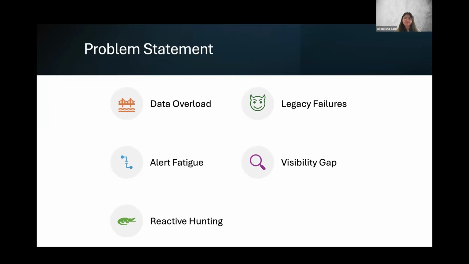We lack real-time visibility into the behavioral anomalies. By the time we react, the attacker has often been inside the network for weeks. So we need to close this gap. We need to move from reactive measures to proactive threat hunting.